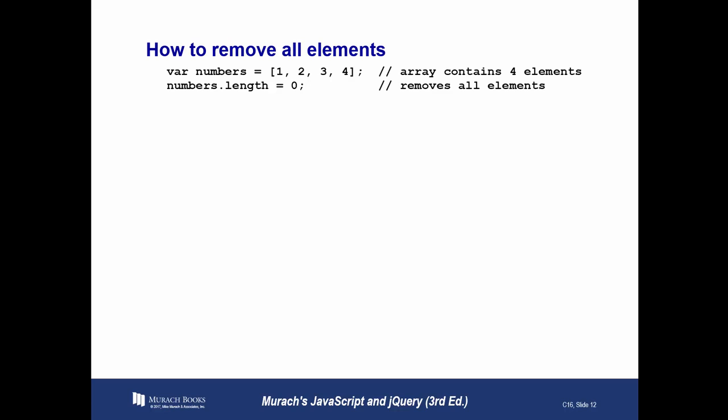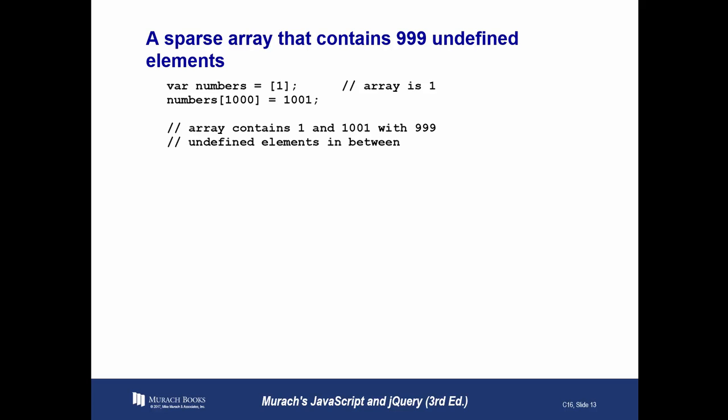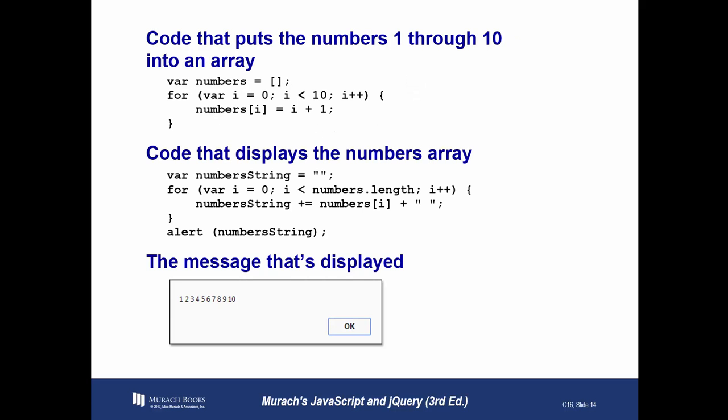So here's how you can remove all the elements in the array by literally just setting the length to 0. Now, arrays are meant to work with loops. So here's an example of putting the numbers from 1 through 10 into an array. They made this a lot harder than it had to be, but it's fine. Here's code that displays that array. So this is filling the array, and then this is displaying the array. Notice we even added a blank space between each one so they didn't run together.